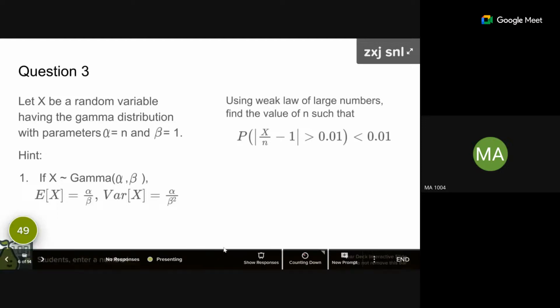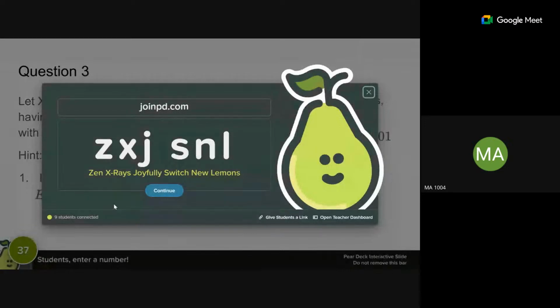So okay, let's start with this. Okay, still no response, I think. Haven't you joined this peer deck? Okay, it's there.